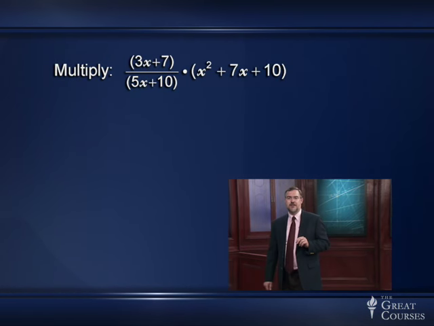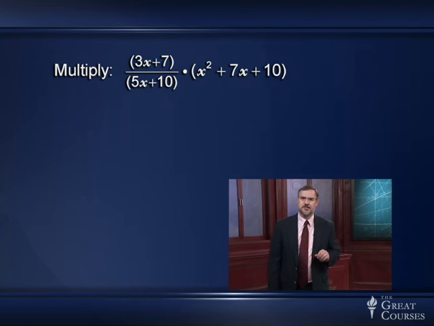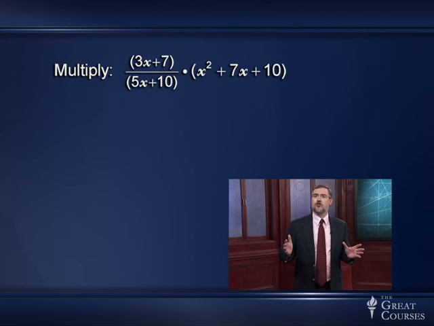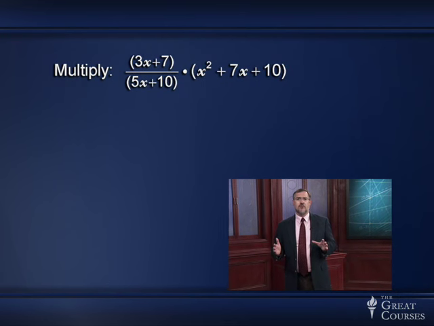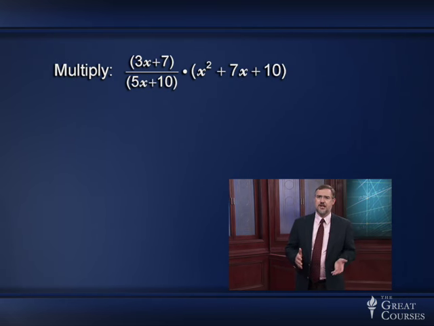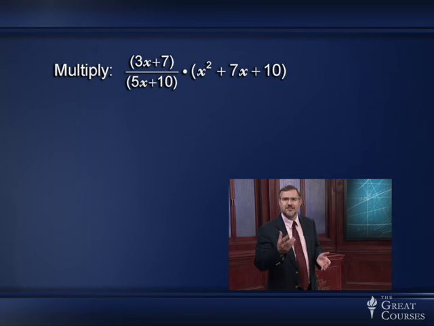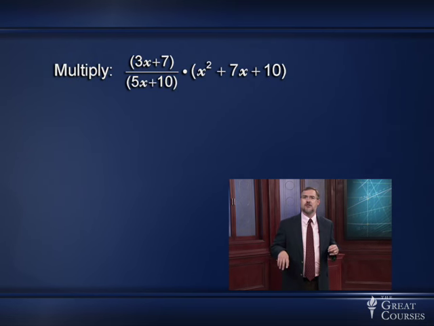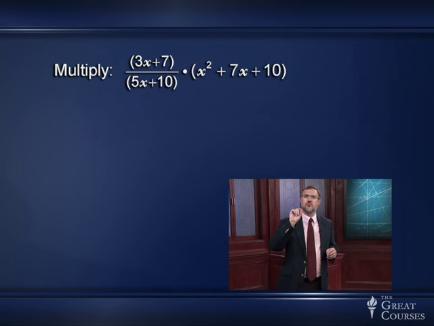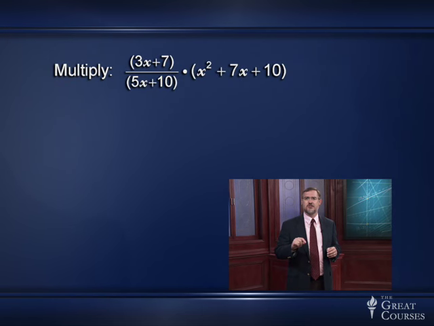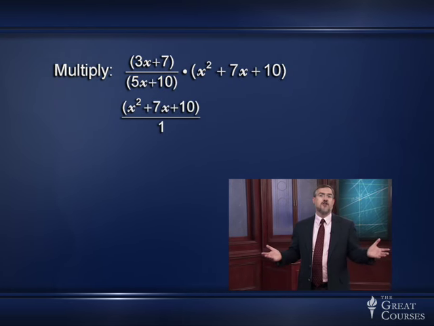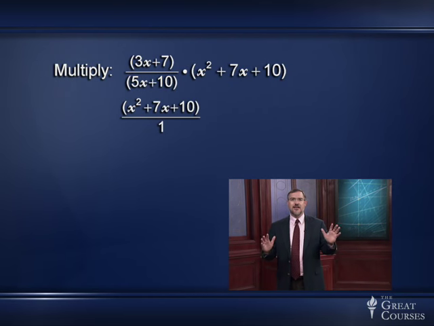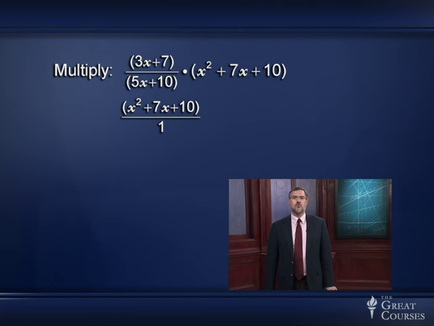Multiply 3x plus 7 divided by 5x plus 10 times the polynomial x squared plus 7x plus 10. Now, this is sort of like one of the earlier examples we did where I just had an 8 and didn't have a fraction there to start. But that's not a problem because you can rewrite x squared plus 7x plus 10 as x squared plus 7x plus 10 divided by 1. And then it will look like you have two rational expressions being multiplied together.